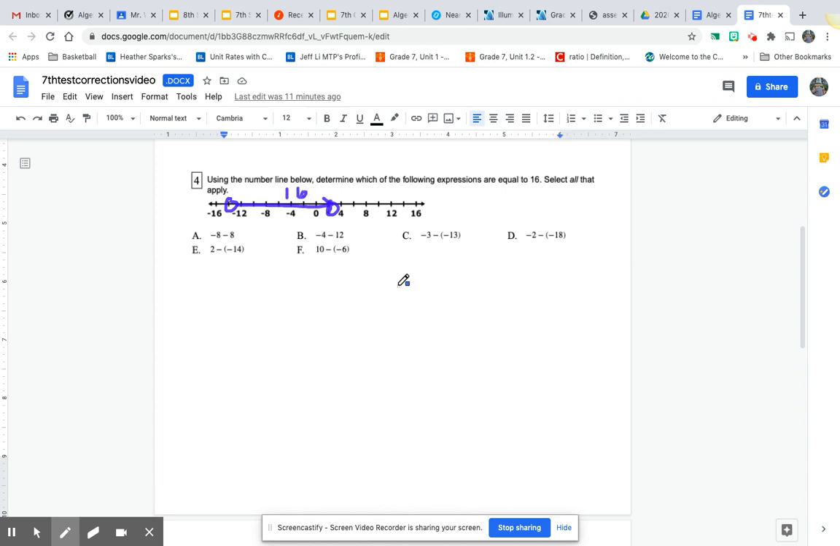Okay, remember you're looking for the gap in between the numbers. You can count it up: 2, 4, 6, 8, 10, 12, 14, 16. All right, and the last one, 10 minus -6. So you're going from the -6, which is right here, to the 10.